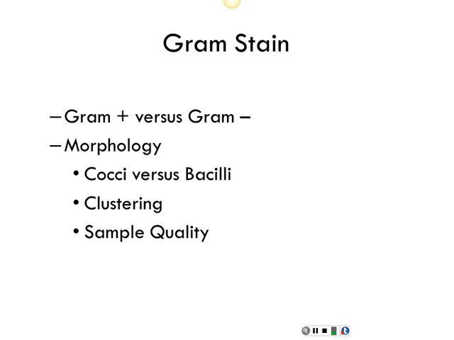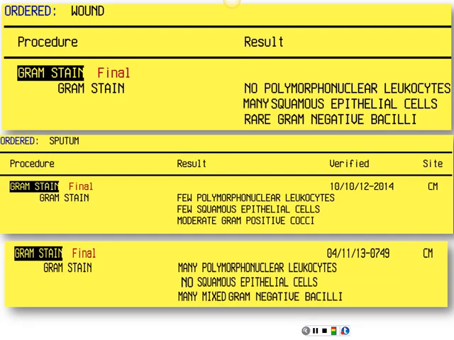And then the next thing that we have to have some awareness of is the sample quality. So if we get a culture that shows no PMNs, which is going to be our neutrophils, then we're concerned that we didn't get a sample that has any bacteria there, because we don't have any white blood cells there killing bacteria. Additionally, you see many SECs, so that's another indicator that we've got a poor culture, because SECs are just our squamous epithelial cells. If I see a bunch of SECs, I don't care what those are, I care about what the bacteria are. So this rare gram-negative bacilli is not going to be real. We've got no PMNs, we've got many SECs, poor quality culture.